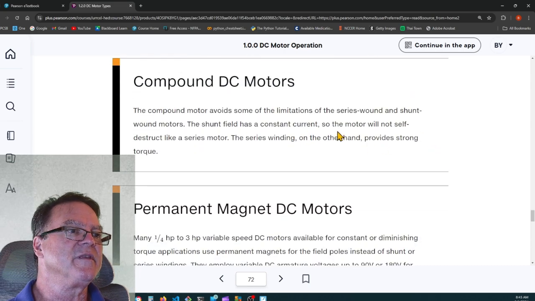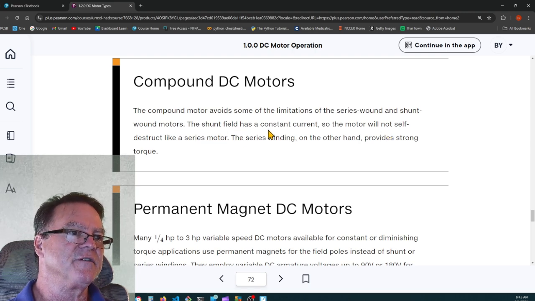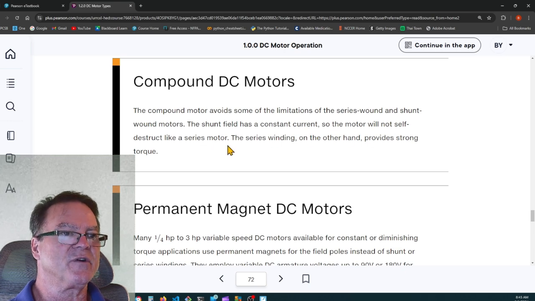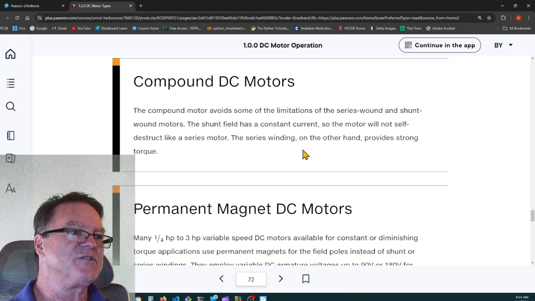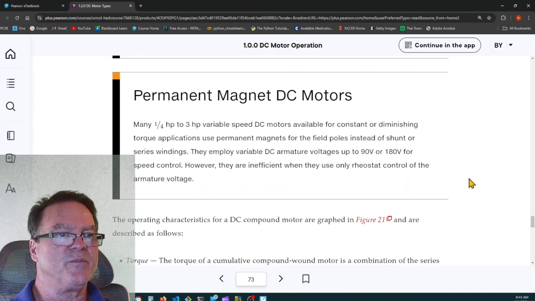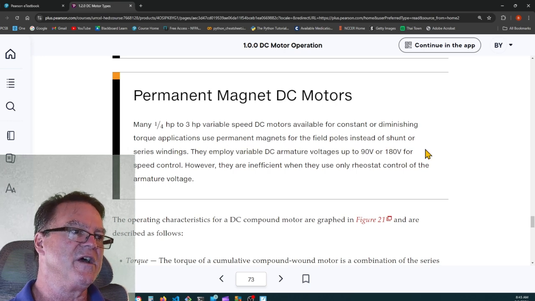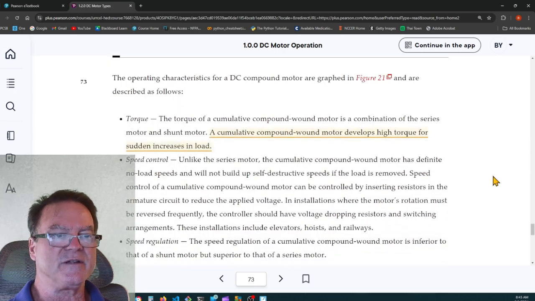Compound motor avoids some of the limitations of the series wound and shunt wound motors. The shunt field has a constant current, so the motor will not self-destruct like a series motor. The series winding, on the other hand, provides strong torque. So permanent magnet, many quarter to 3 horsepower variable speed motors are available for constant or diminishing torque applications. They use permanent magnets for the field poles instead of shunt or series windings.